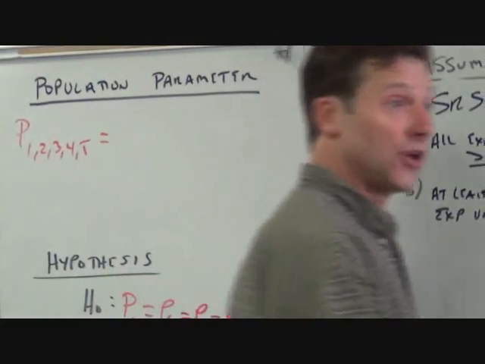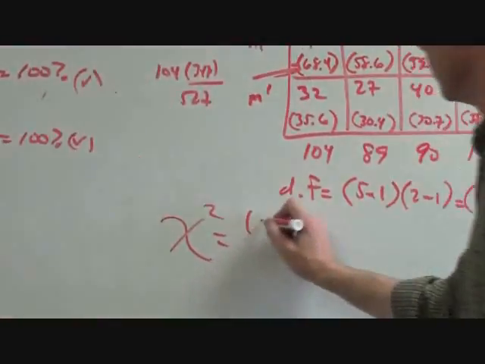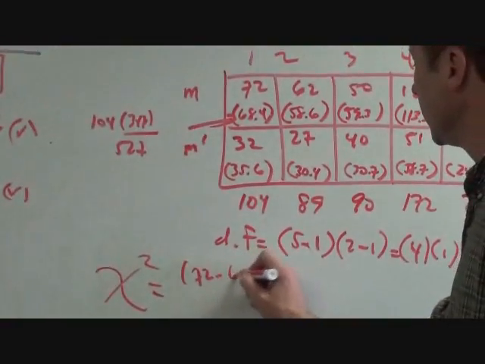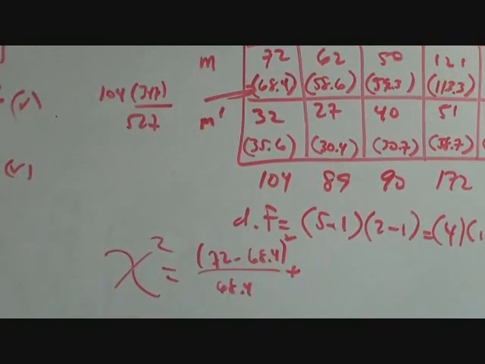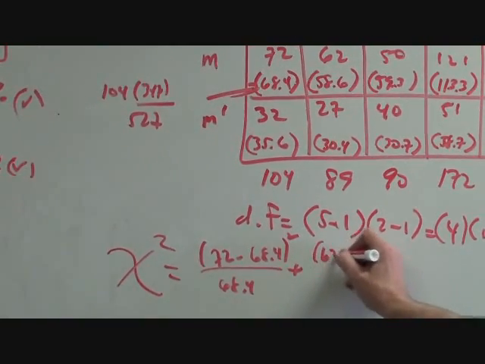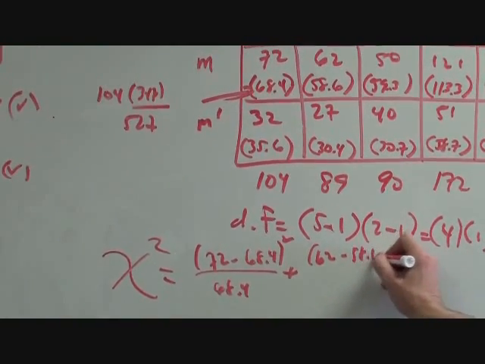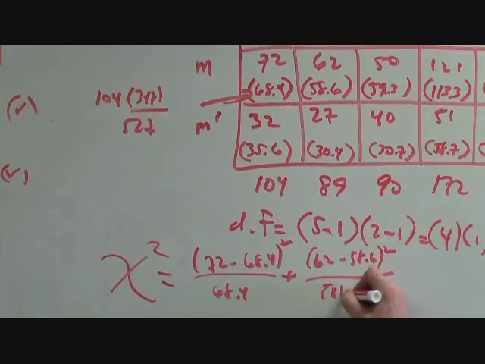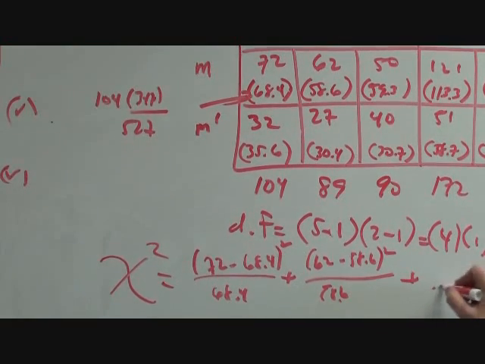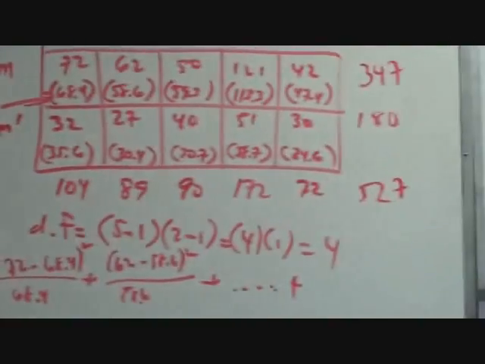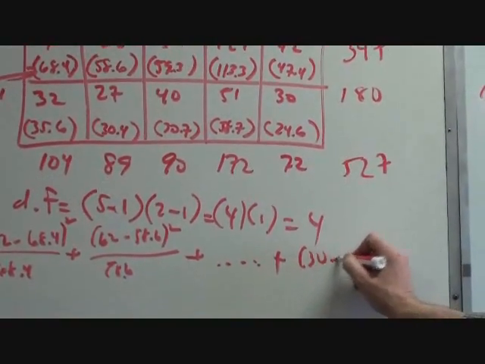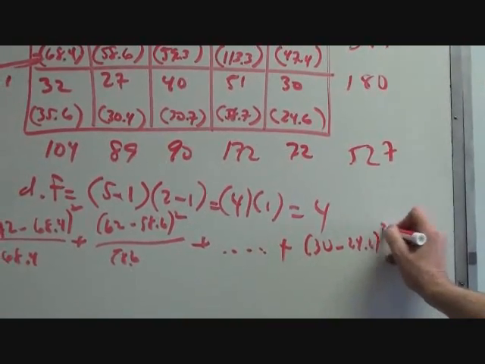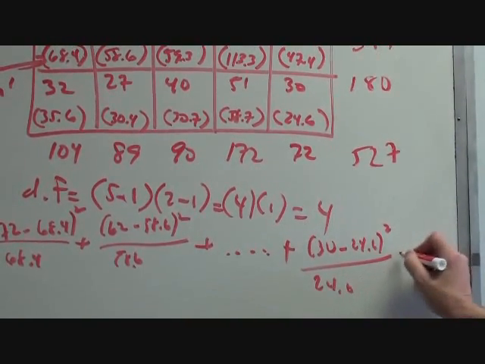All right, you guys show me the work for chi-squared. So you got to show me 3 of them. So we'll do the first box. It'll be 72 minus 68.4 squared over 68.4 plus 62 minus 58.6 squared over 58.6 plus, thank goodness for the dot, dot, dot. And we'll go to the very last one: 30 minus 24.6 squared over 24.6.